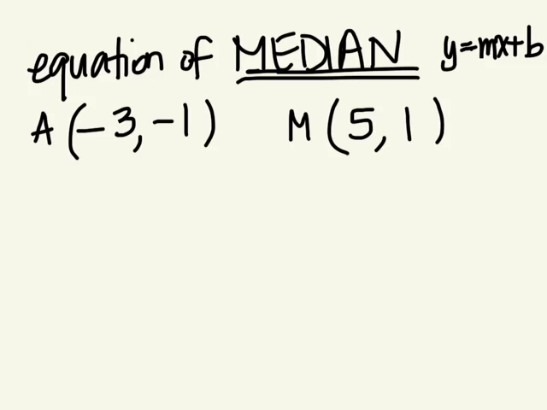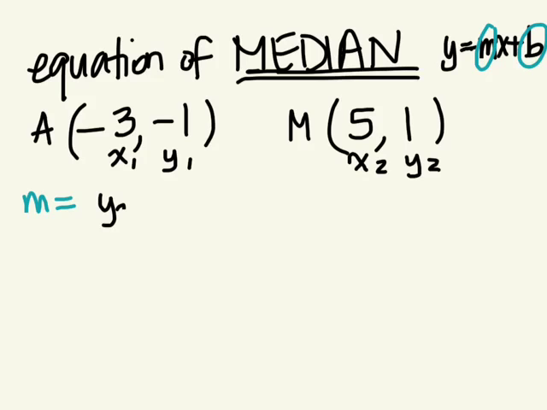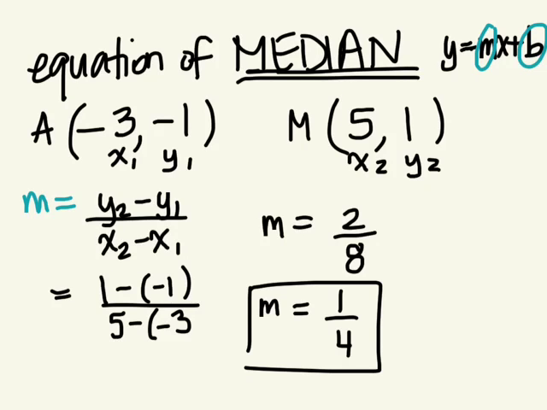So to come up with an equation of a line, who remembers this? What are the two things you need to find in order to plug it in for the equation? Slope and y-intercept. We need to know the slope, we need to know the y-intercept. So let's start by finding the slope. Well, we have two coordinates. We have our x1, y1, x2, y2. Who remembers the slope formula? y2 minus y1 over x2 minus x1. Good. Plug it in, find the slope. So we have part of the equation of this median. So we know that the slope of the median is 1 over 4.